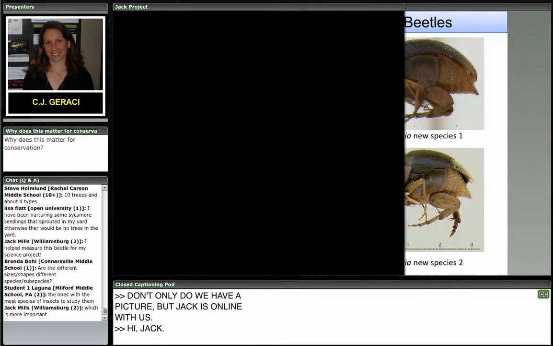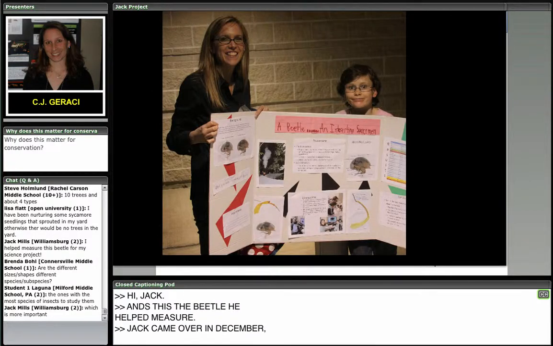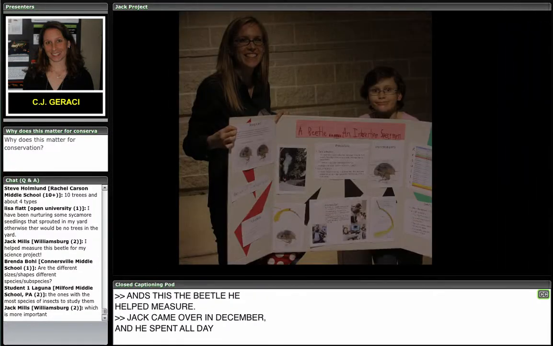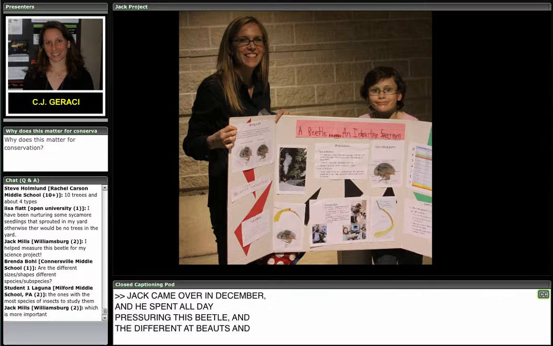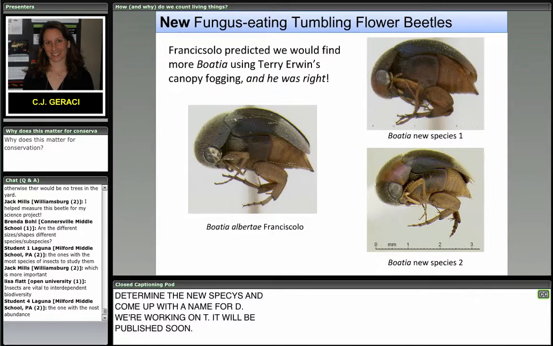Jack came over to the museum in December, and he spent all day measuring this beetle and the different attributes and structures of this beetle and helping me determine that it is a new species. And we even came up with a name for it. And we haven't published it yet, but we're working on it. And so it'll be hopefully published soon. Great. Thanks for joining us, Jack. Yeah, I want to thank Jack for all his help, and he did a great job with his science fair project last month.